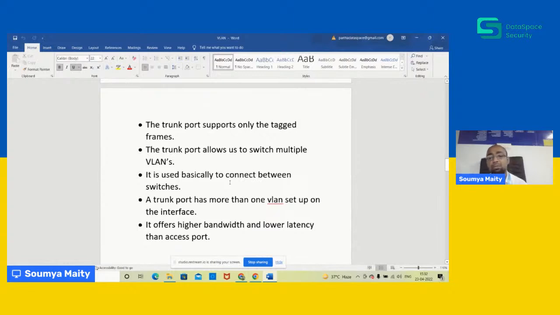Frames means, in the data link layer, we have also read that the PDU, the protocol data unit of the data link layer, is called a frame. So the trunk port supports only tagged frames, and the trunk port allows us to switch multiple VLANs. It is used basically to connect between switches. A trunk port has more than one VLAN set up on the interface. Next, it offers higher bandwidth and lower latency than an access port.